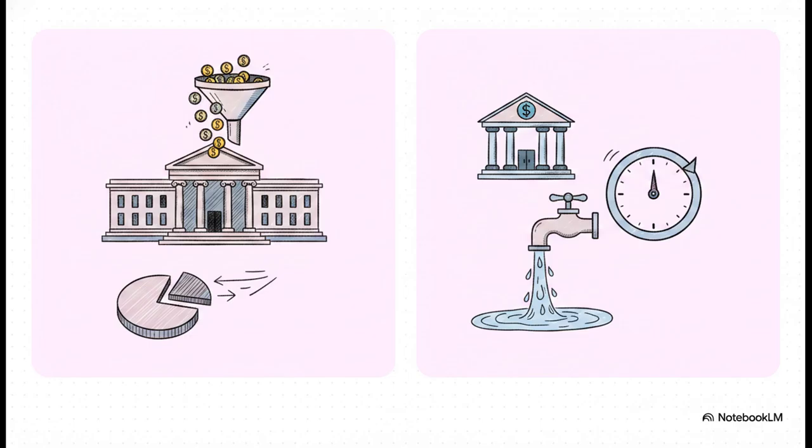Then we have monetary policy. Now, this lever is typically pulled by an independent central bank. Monetary policy is the management of interest rates and the actual physical supply of money flowing through the economy. So, to keep it simple, the government handles the taxing and the spending, while the central bank handles the flow and the actual cost of the money itself.